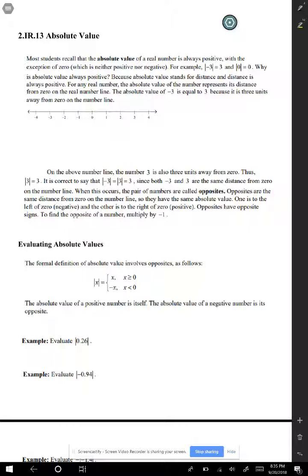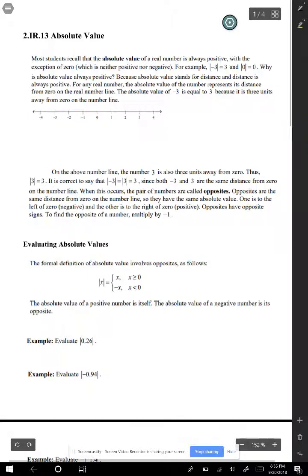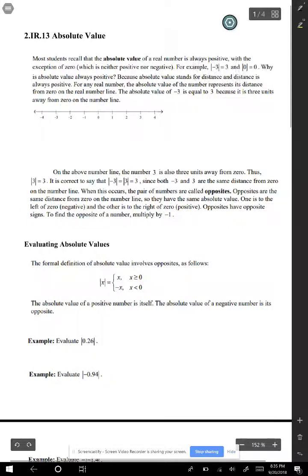Absolute value is actually a distance. So absolute value represents the distance something is from 0. Whenever you're talking about a distance, it is always positive. You can't have a negative distance. So that's why the absolute value of a real number is always positive, because it's referring to a distance. So for any real number, the absolute value represents the distance from 0 on a number line.